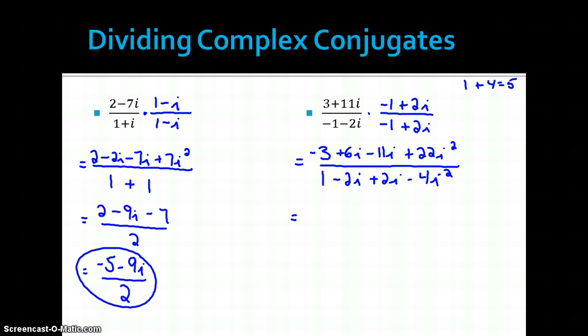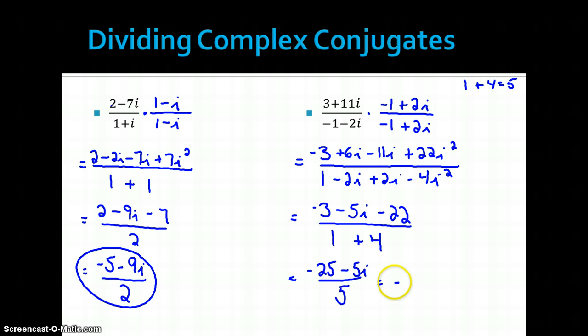We'll simplify the numerator. Negative 3 minus 5i minus 22 all over 1 plus 4. So we end up with negative 25 minus 5i all over 5. Now typically we'd be done here, but everything is divisible by 5. So we can simplify. Negative 25 divided by 5 is negative 5. Negative 5i divided by positive 5 is minus 1i. Final answer, negative 5 minus i.